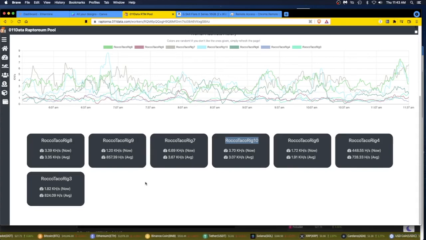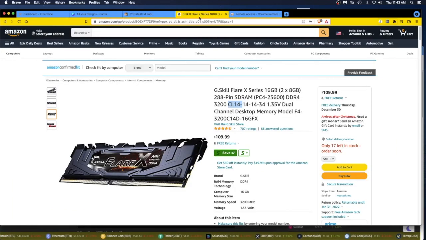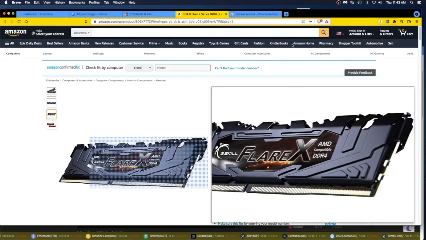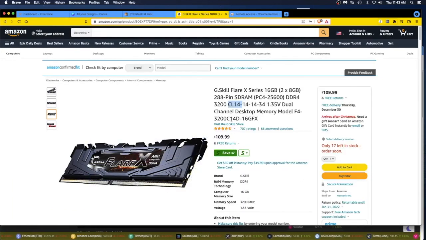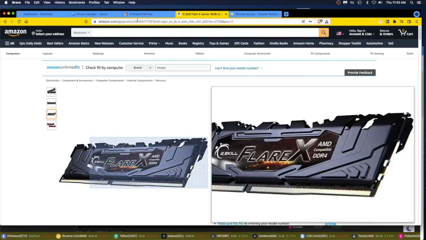All right, I'm out. Go forth, do great things. Let me know if you have any of these memory issues or what you suggest. But in summary, one stick of this type of memory definitely improved the average hash rate for Raptoreum. I have not checked any other coins.